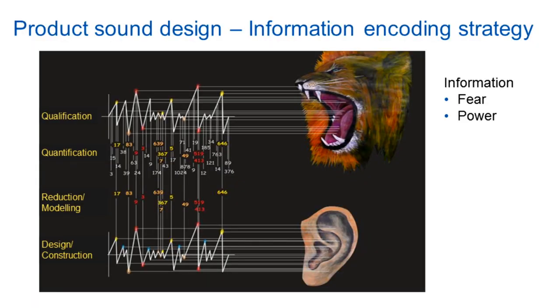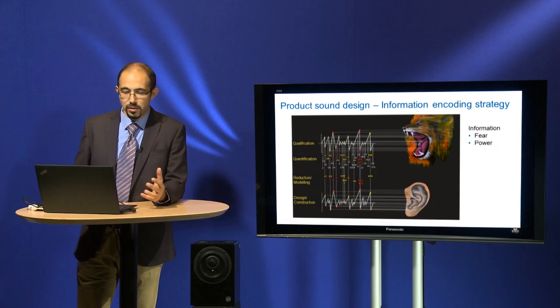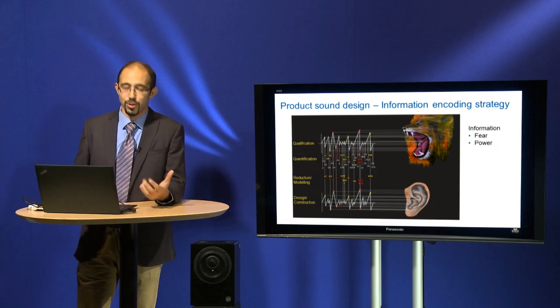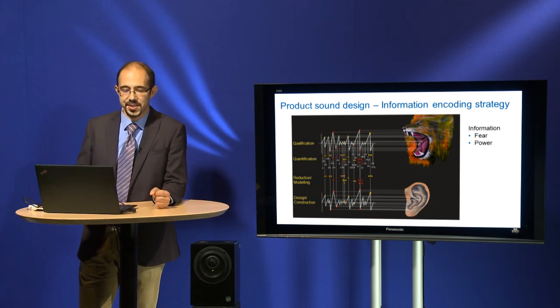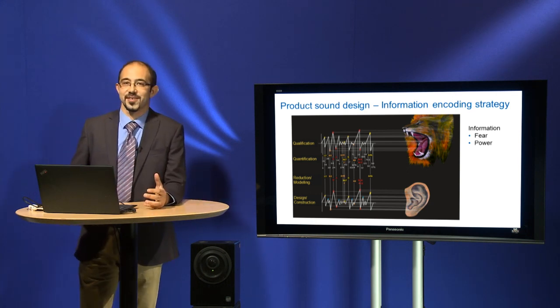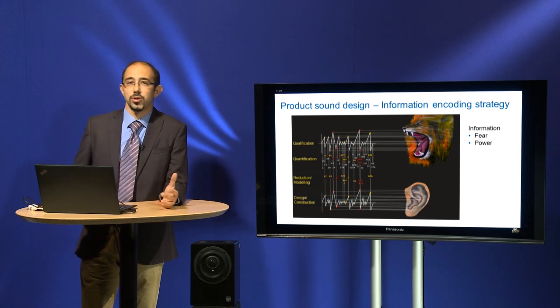We have different strategies for the information encoding. We can use evolutionary sounds, or we can also use learned signs and hints. And I will give an example for evolutionary sounds for product sound design. In that case, for example, most of the evolutionary sounds give us different information, different feedback.